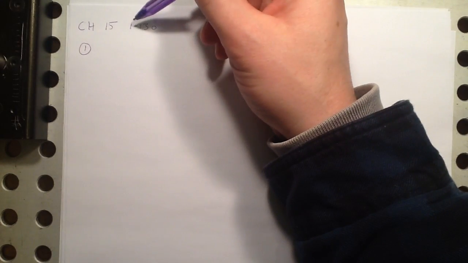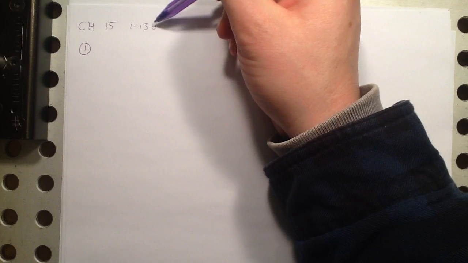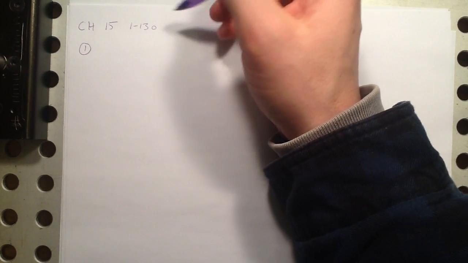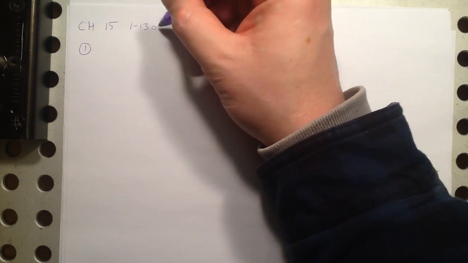Hey physics students, here's solutions for chapter 15, numbers 1 through 130. Just kidding, 1 through 13 odd.